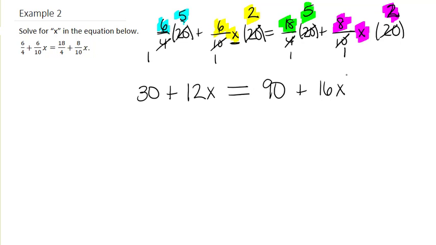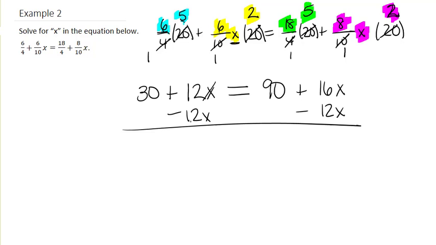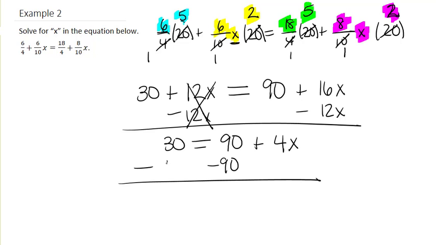And then what we do is we're going to rearrange. So let's go ahead and move the 12x first to the right-hand side. It gets rid of it on the left-hand side, and we're left with just 30, which is equal to 90. Now we have 16 minus 12, so that is just 4x. Then the next thing we do is we're going to move the 90. So we're going to subtract on both sides. So then, therefore, it's gone on the right-hand side.